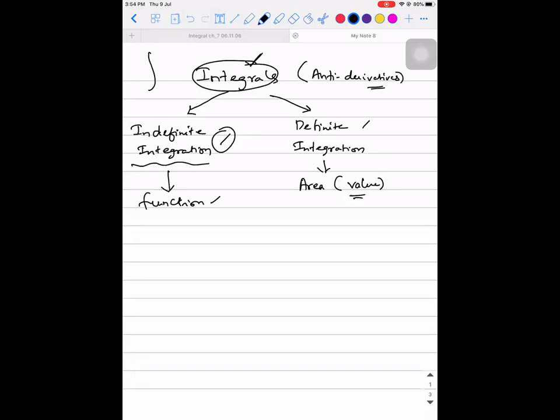So if you want me to put it in even simpler terms, if you differentiate a function x power n, what do you get? Nx power n minus 1. So this is the question, this is the answer, okay? If you differentiate a question, you get an answer, right? If you integrate the answer, you'll get back the question. That is the meaning of antiderivative. Are you guys able to understand?